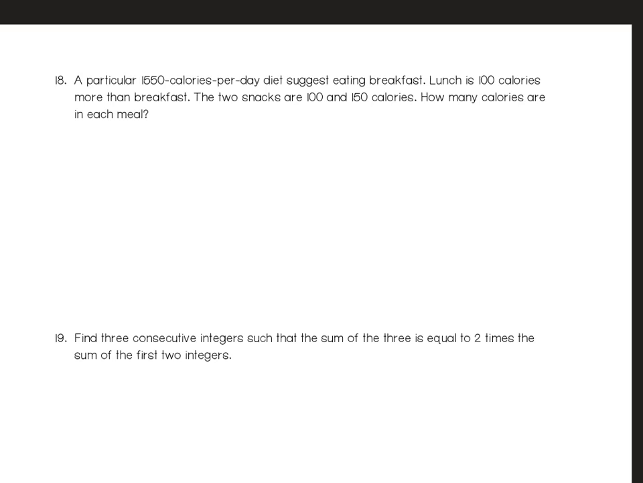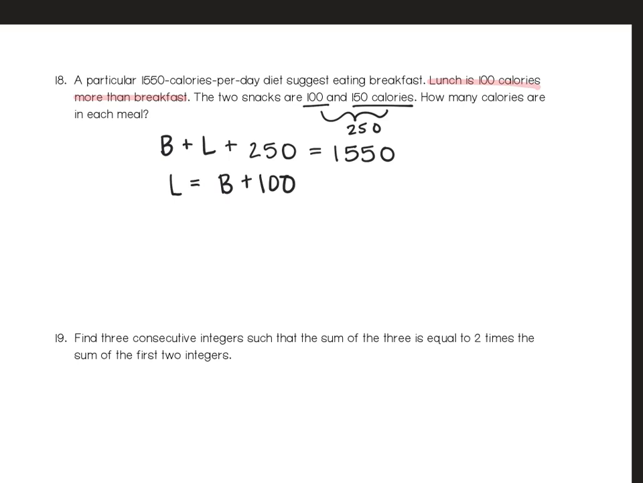So I know I'm eating 2 meals, breakfast and lunch, and then I'm also eating these 2 snacks, which are 100 and 150. So total for snacks is 250. And all the calories from that can only be 1550. So there's my first equation. The second piece of information they give me that's important is lunch is 100 more than breakfast. So lunch equals breakfast plus 100.